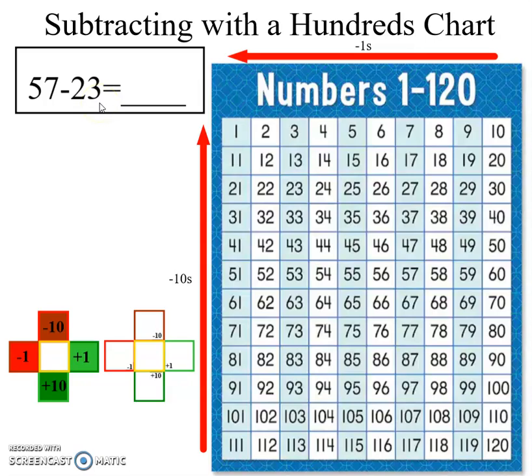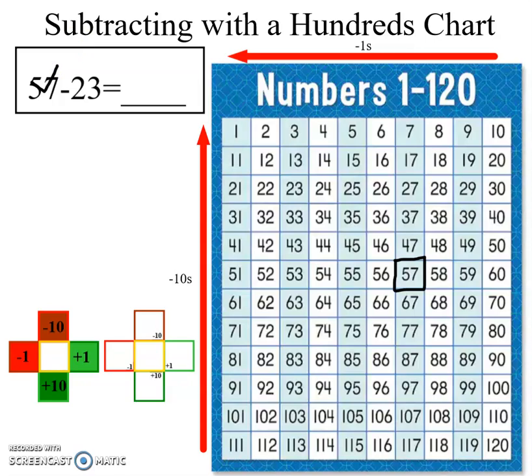Now, the very first step here is to find the biggest number on our hundredths chart. When subtracting, you always start with the biggest number and then you take away the smaller numbers. So, finding our biggest number, 57, I'm going to go find that here. All right, so I have 1s, 10s, 20s, 30s, 40s, 50s, 57. So once you've found 57, guess what? You're already done with the number 57.